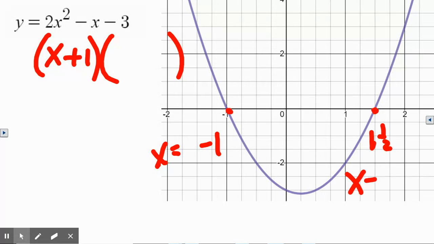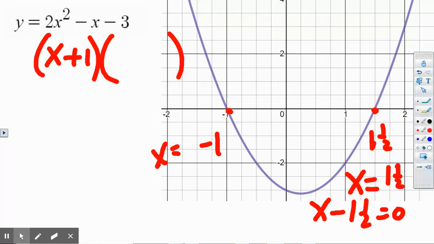It'd say x is equal to 1.5. So if I set this equal to 0, it'd be x minus 1.5 is equal to 0. But if we do that, what we're going to find is that it's not going to account for the 2 being in the front of that equation. So to understand how to get rid of that fraction, one technique that we could use is doubling everything in the equation.